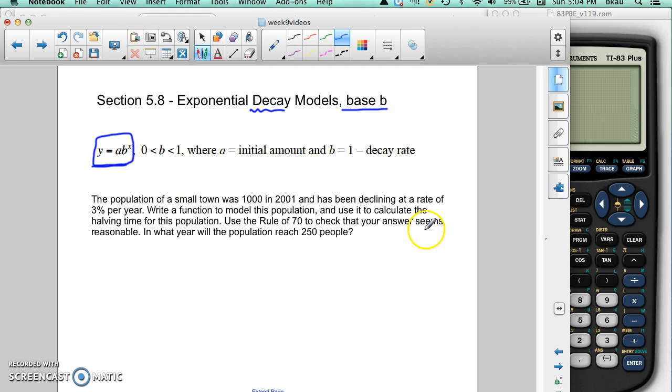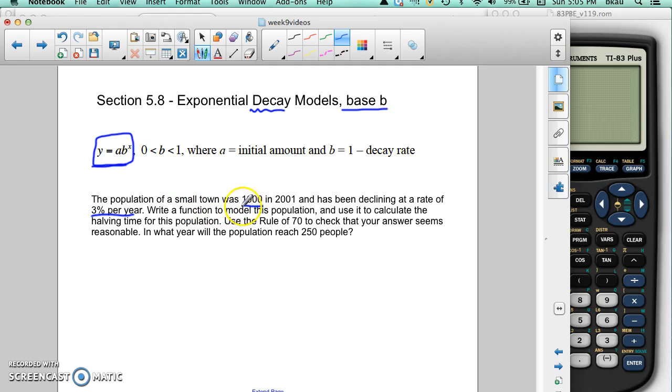This is one of the problems from your worksheets. It says the population of a small town was 1,000 in 2001 and has been declining at a rate of 3% per year. We would use this formula because it has a yearly rate, not a continuous rate. A continuous rate has a different model, but in base b we have a yearly or hourly or per second rate, some kind of time increment for a rate.